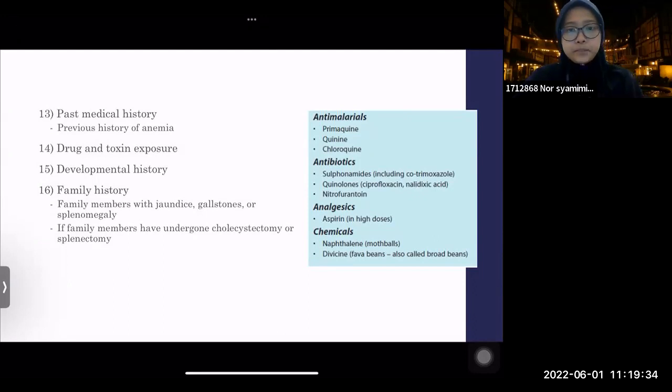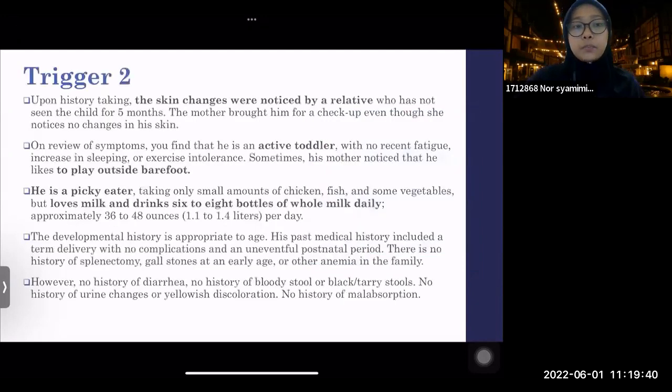Okay, next. So upon history taking, this is trigger 2. The skin changes were actually only noticed by a relative who had not seen the child for 5 months, but the mother still brought him to the ED, even though she actually doesn't notice any changes. And upon review of the symptoms, the patient is active. Another point that I would like to mention here is that the patient likes to play outside barefoot. And another important point is that the patient is actually a picky eater, eating a small amount of chicken, fish, and some vegetables, and he loves to drink milk, 6 to 8 bottles of whole milk daily, which is actually excessive.